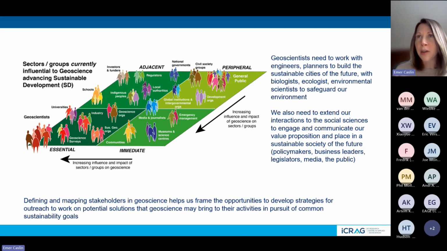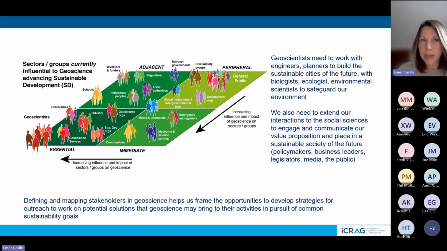So we have to be part of the jigsaw puzzle, I think, is one thing that we were concluding as well. We think we're great, and we play a huge part for sustainability in the future, but that is very much part of a broader group of scientists, and also environmental scientists, social scientists, etc. So we have to really extend our interactions into the social sciences to engage and communicate our value proposition, and the part we're going to play in sustainable society of the future.